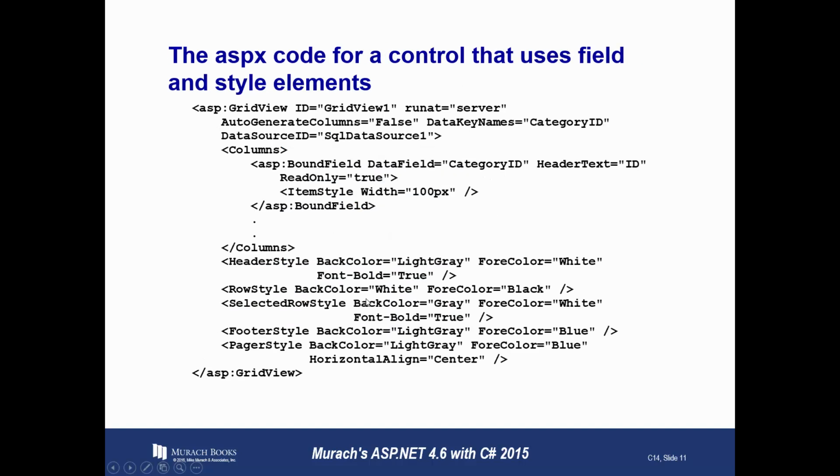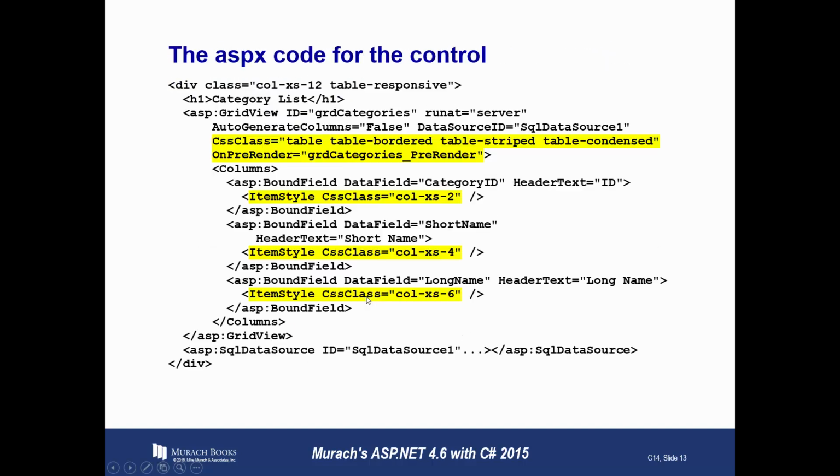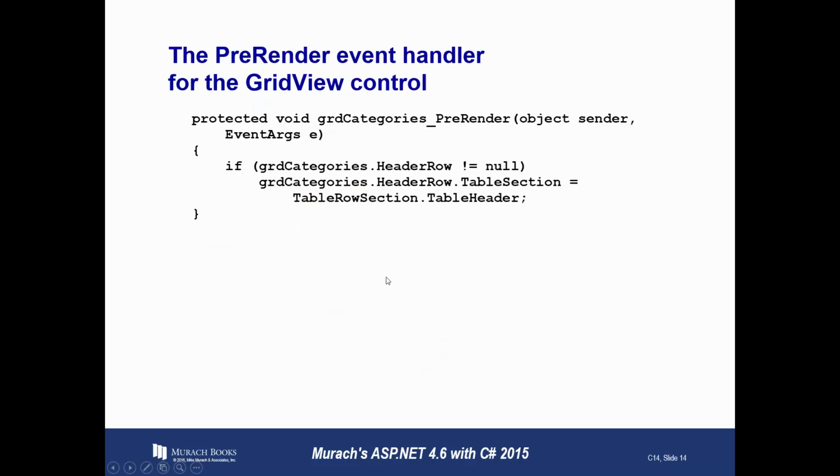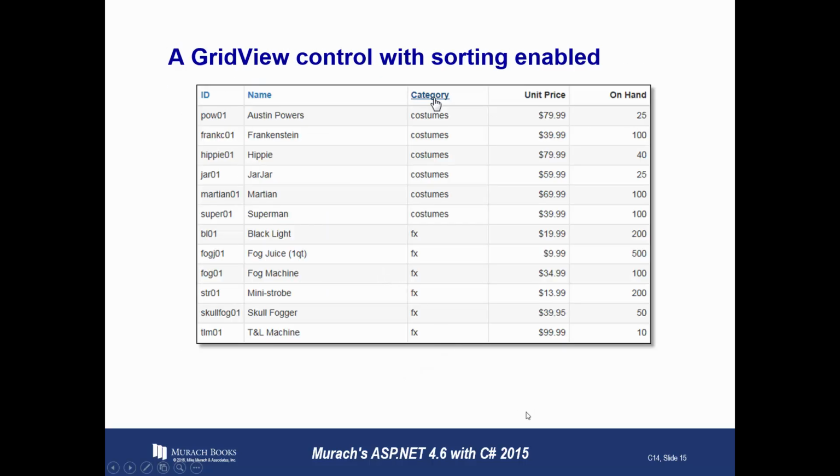So here's an example where you're using Bootstrap classes, and here are the non-Bootstrap classes. So here you've got the table striped. Here you have to manually show how you want the striping to take place. All right, here is a grid view with sorting enabled.